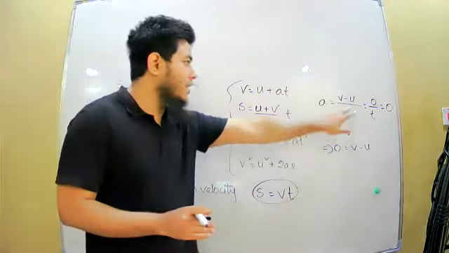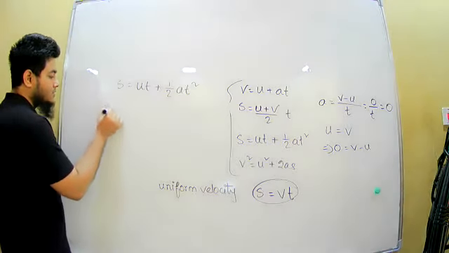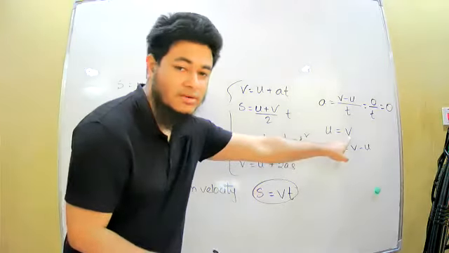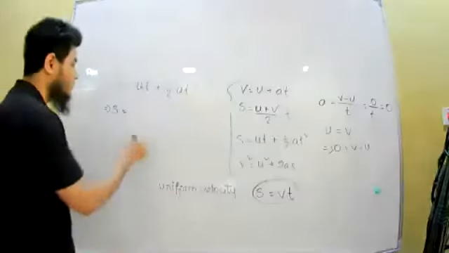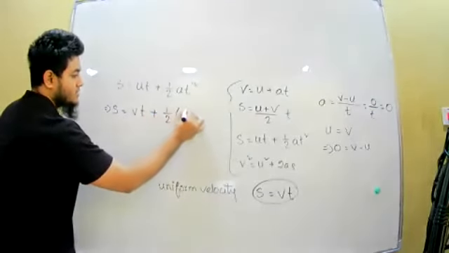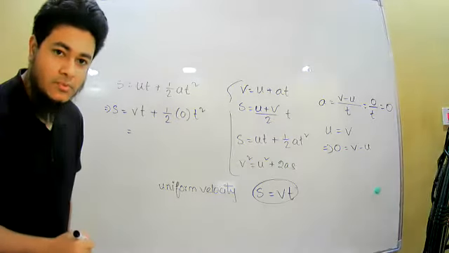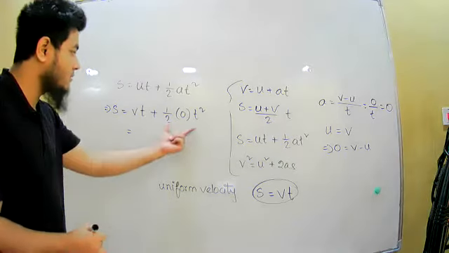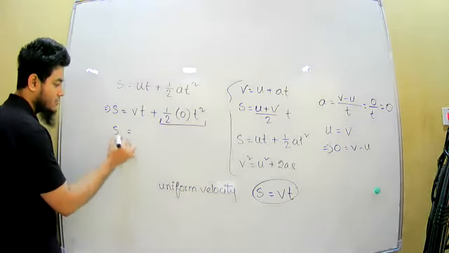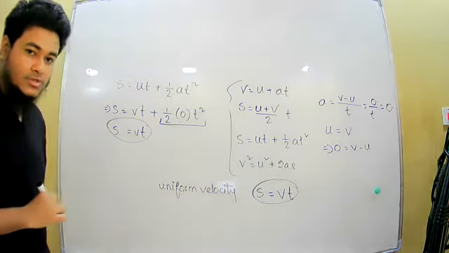So acceleration is zero. If acceleration is zero, I can put it over here. See, s is equal to u t plus half a t square. This u can be written as v because u is equal to v. So I will write vt plus half into acceleration, which is zero, into t square. Whatever you multiply with zero becomes zero. So ultimately this equation will become s equal to vt. Did you understand?